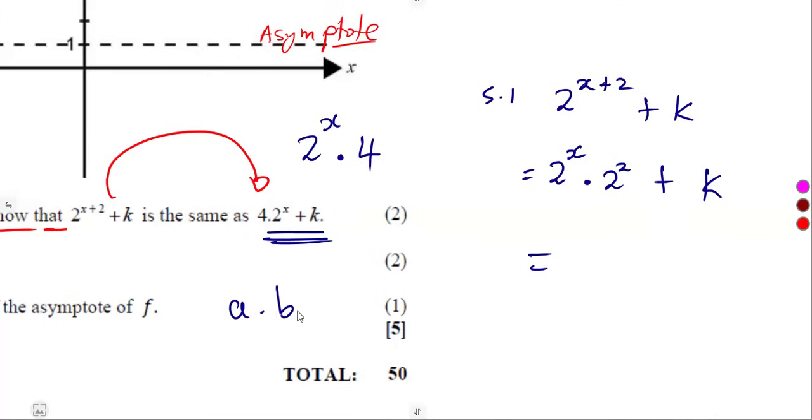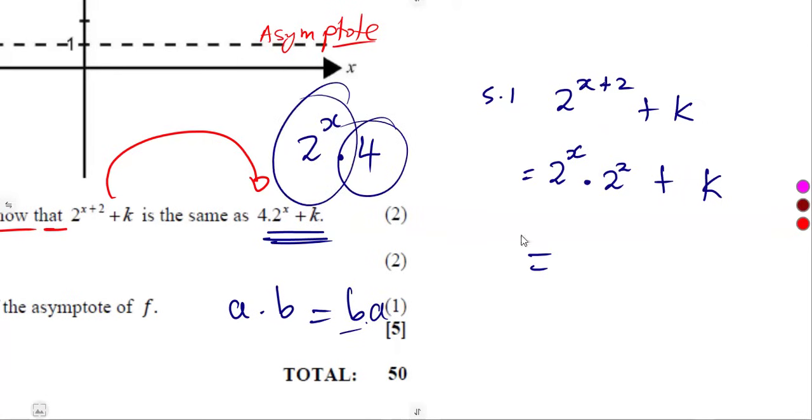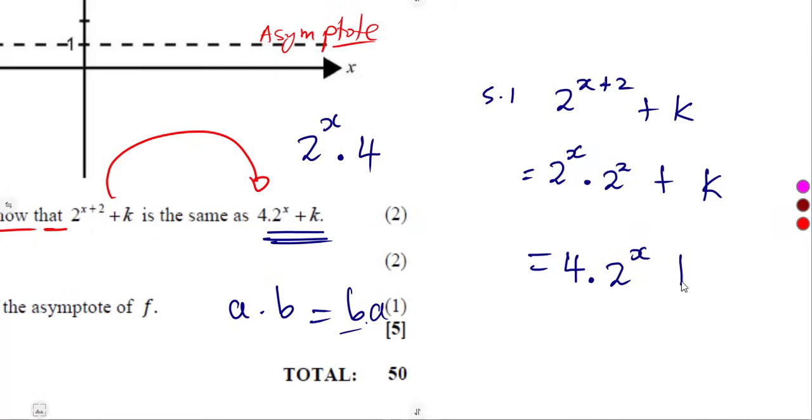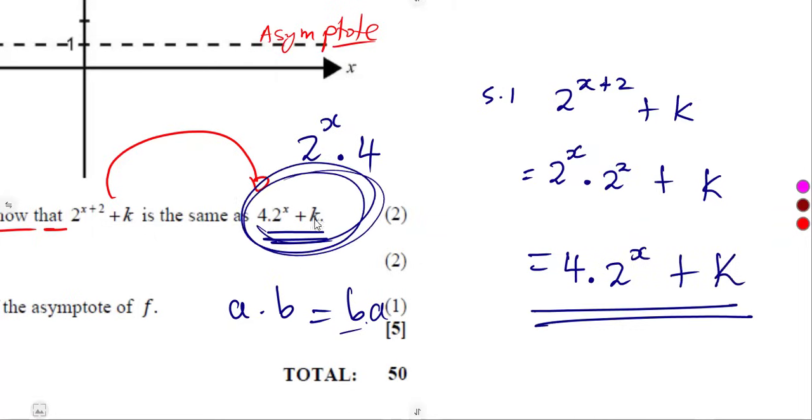Remember, a times b is the same as b times a, no matter which one you start with. So starting with a 4 is the same as starting with 2 to the exponent of x. So you can start with a 4: 2 to the exponent of 2, that's 4, times 2 to the exponent of x, plus our constant k. We are done. We have rewritten it in this format. That is what they want.